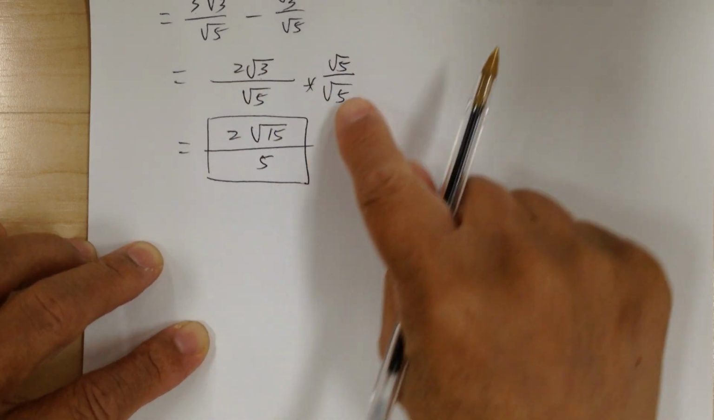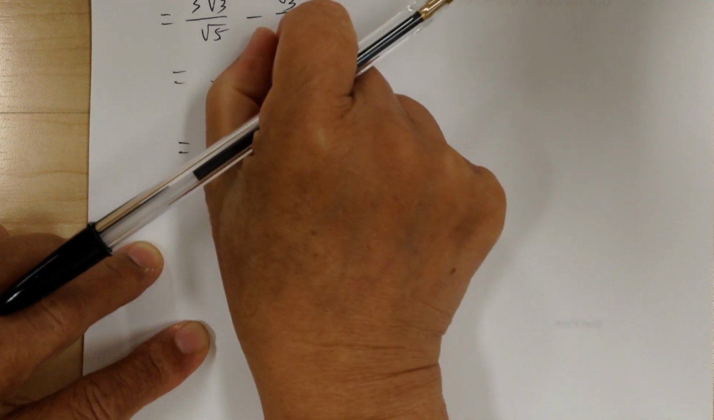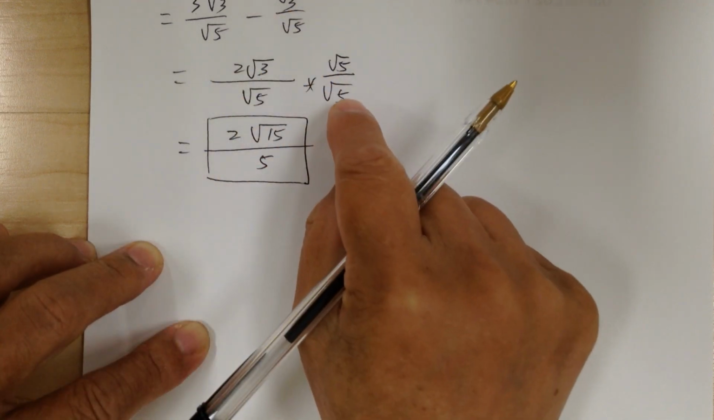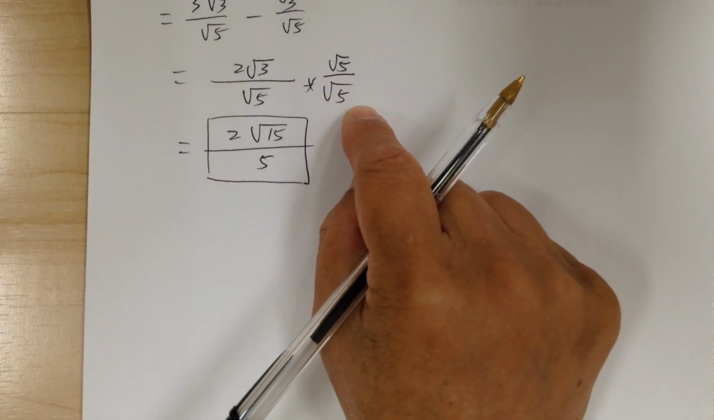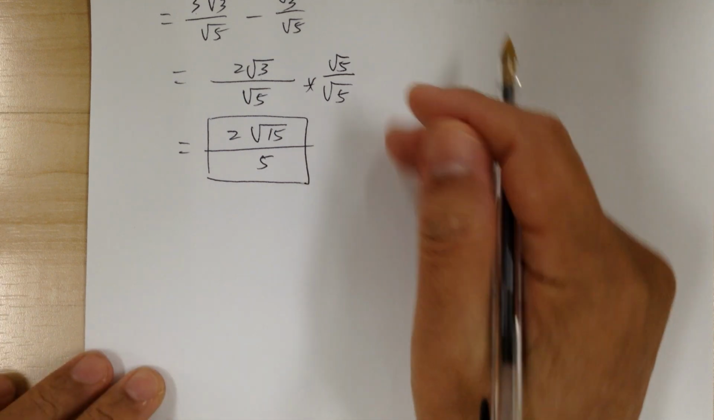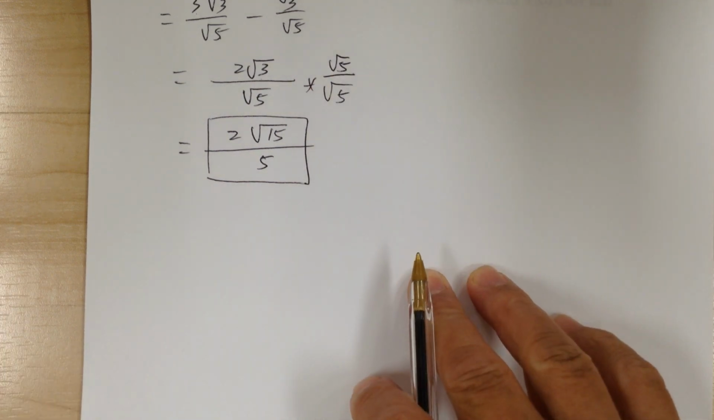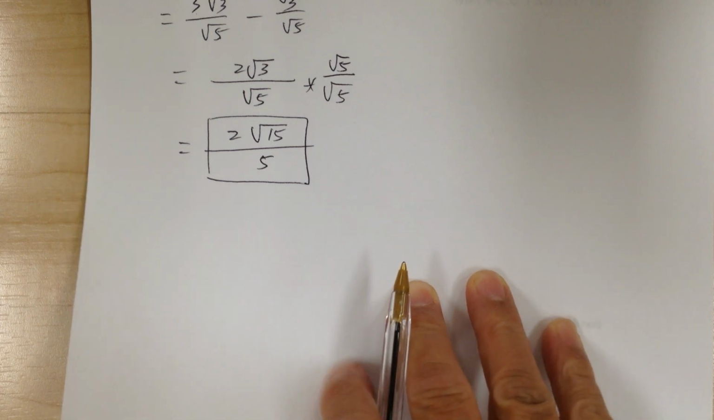Okay. So again, you can do this over here first before you subtract, or you can subtract and get rid of the square root on the bottom after that. Okay, so you can do it either way. Okay, let's go to the next one.